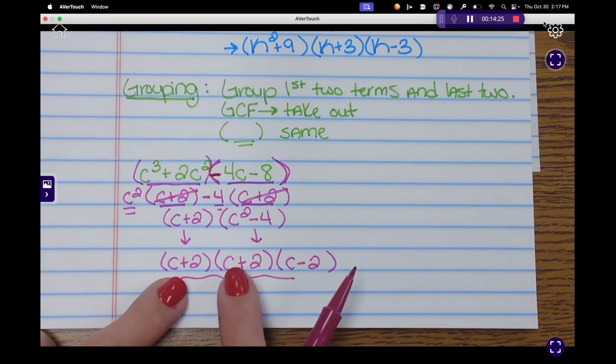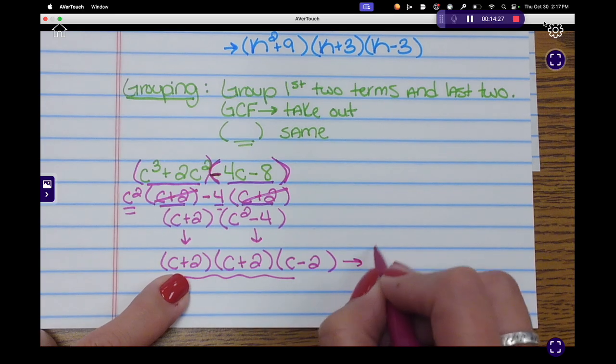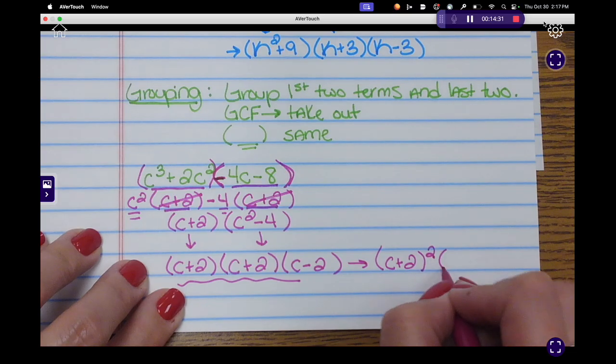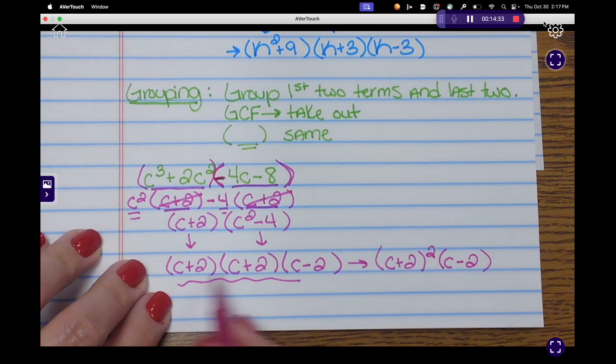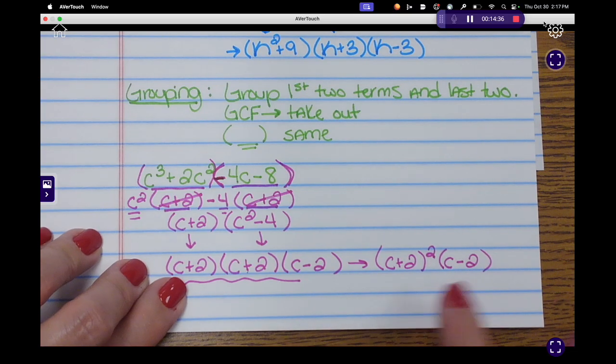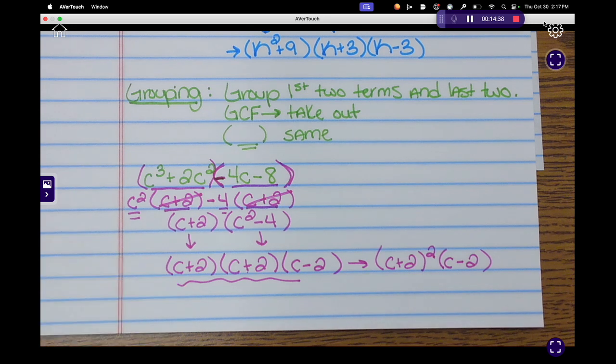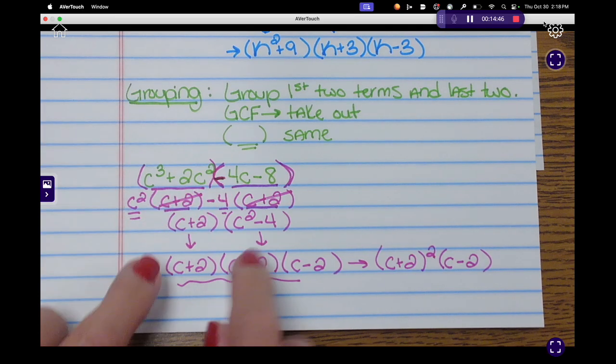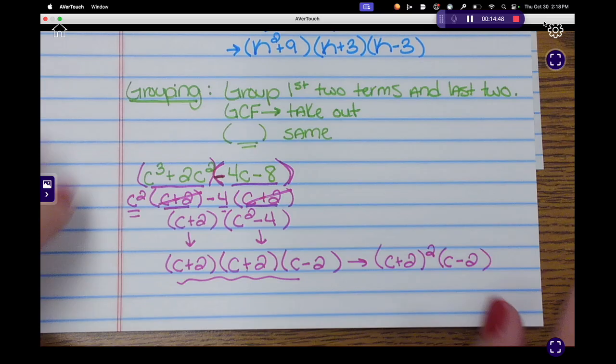Now notice you do have 2 of them that are the same. So if you want to write that one as a squared, you can. Because these 2 are the same, you can either leave it written like this or you can write it as a squared. It's the same concept. Okay, but for grouping, again, group the first 2, take out a greatest common factor, group the second 2, and take out a greatest common factor. Your parentheses should always be the same. All right, so let's try another one of those.